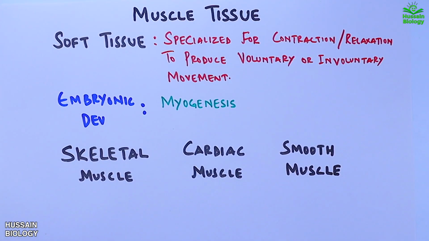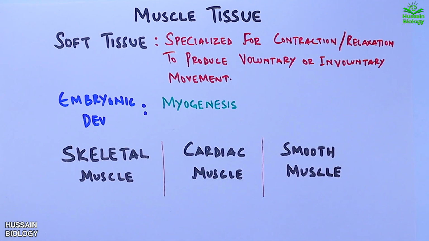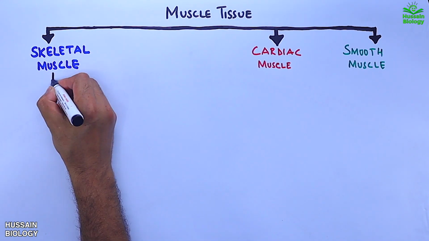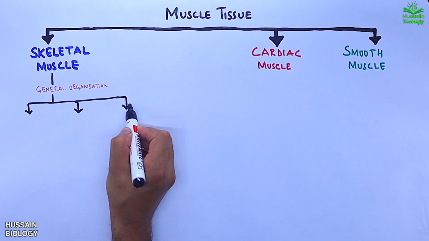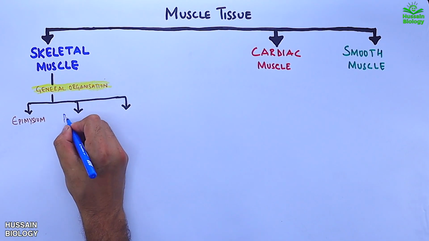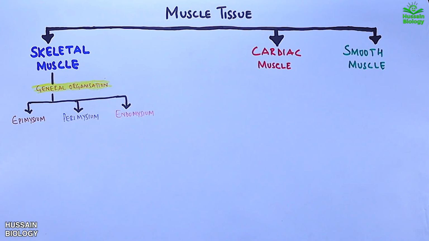muscle. Now let's get to the details and see what are the different types of structures that we can see in these three different muscle tissues. We have the skeletal muscle, cardiac muscle, and smooth muscle. If we see the general organization of skeletal muscle, we have structures in the form of epimysium, perimysium, and endomysium, as shown in the diagram.